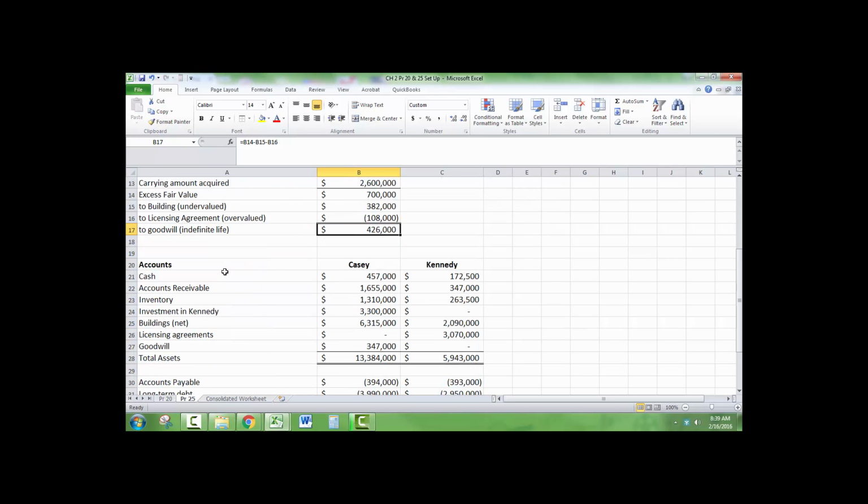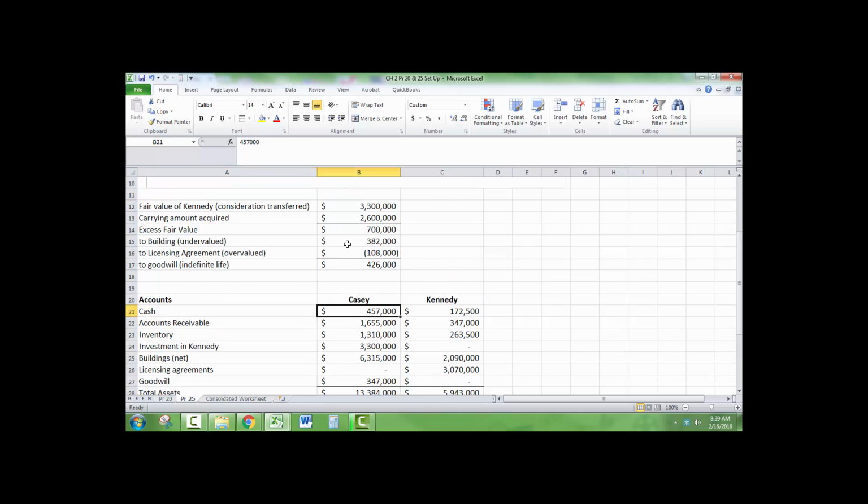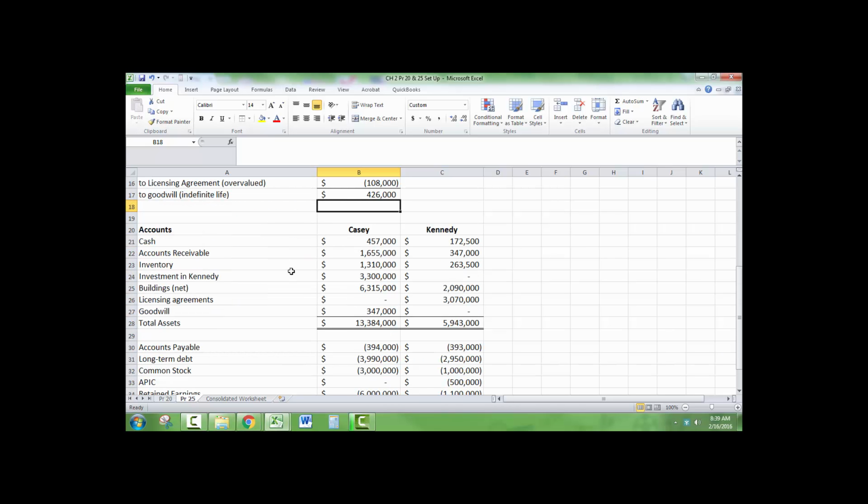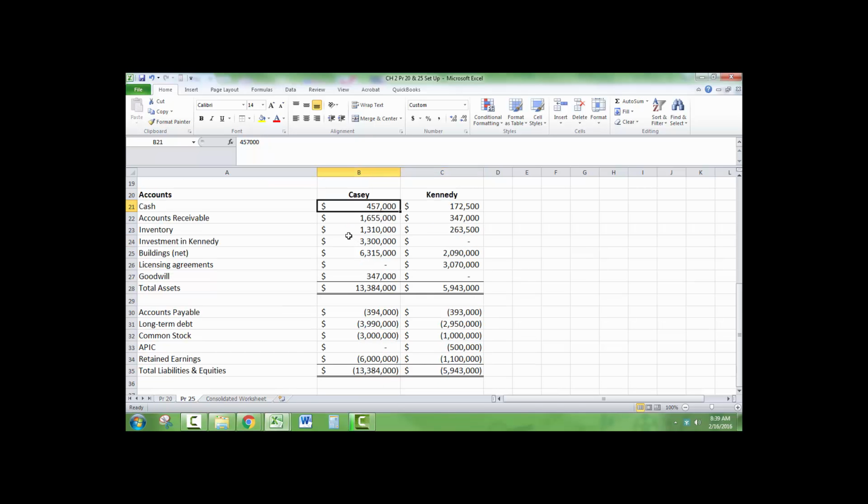So they gave us post-closing, which means the transactions that happened up here, the cash that was given out, are already taken into account in these accounts, right? So this is the post-closing balance sheet. They have cash, accounts receivable, inventory, investment in Kennedy, so this represents the purchase of the subsidiary. We have buildings, license agreements, goodwill. Then we have accounts payable, long-term debt, common stock, additional paid-in capital, and retained earnings for both companies. As you can see, they're in balance.